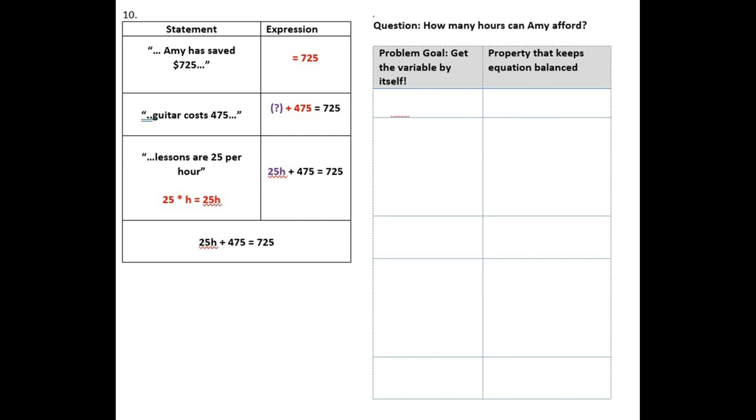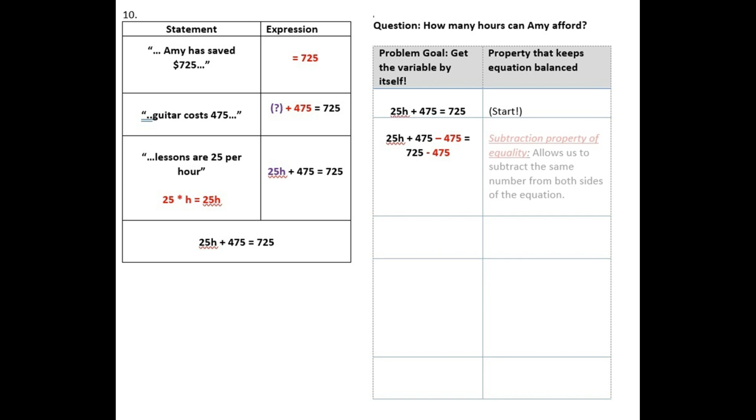25H plus 475 equals 725. And the question is, how many hours can Amy afford with $725 in her bank account? So we're going to start with our equation, and then we're going to subtract 475 from both sides. And that's because we can use the subtraction property of equality. We subtract the same amount from both sides of the equation. We still have a balanced equation. Now, we've canceled out the 475 and we're left with 25 times H equals 250.